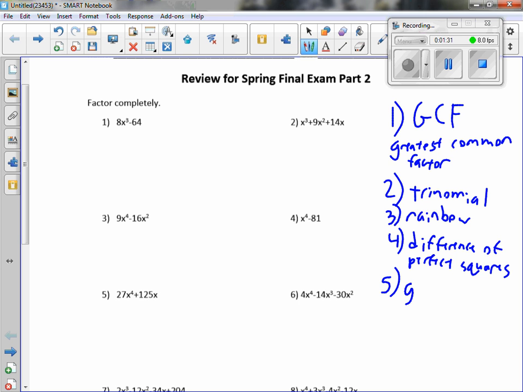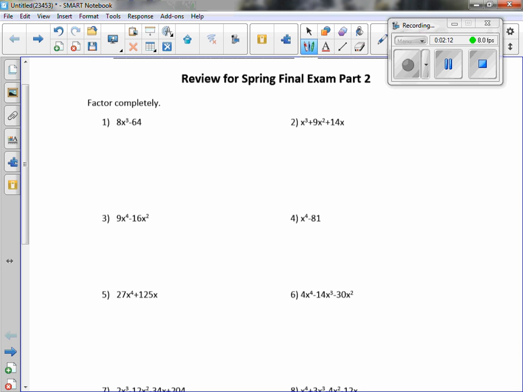Number 5, grouping. And the tip-off for grouping is 4 terms. And the last one is perfect cubes. And we can use perfect cubes when we have 2 perfect cubes. So that list is the 6 types of factoring. If you don't know those, we will review all types of them in the next couple problems, but get used to being able to not only know how to do all of them, but identifying each type also.